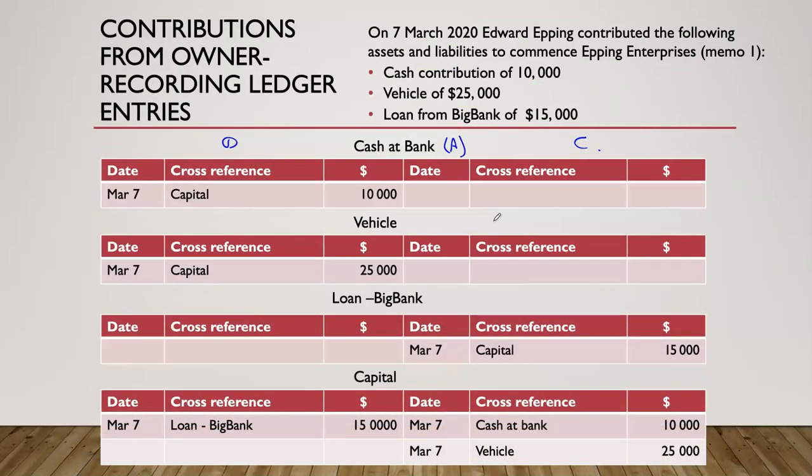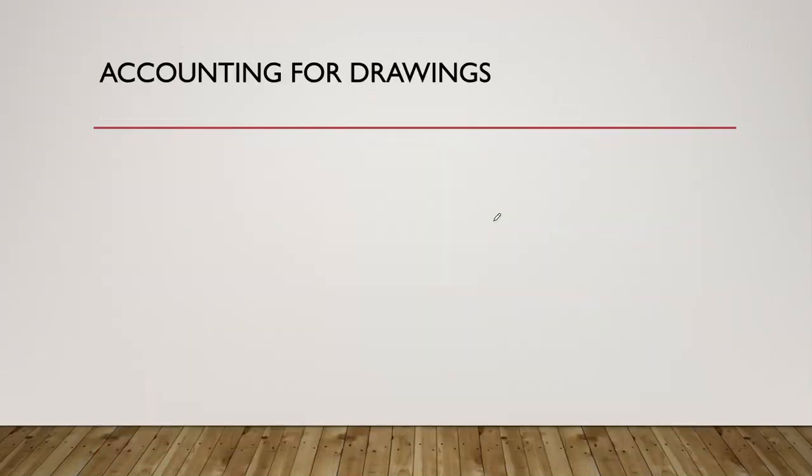Our capital is impacted 3 times because each time we've had an asset being updated or a loan updated, it has been recorded. And this is how we record in our accounts the contribution from owners of assets or liabilities, or if the business is starting from scratch.